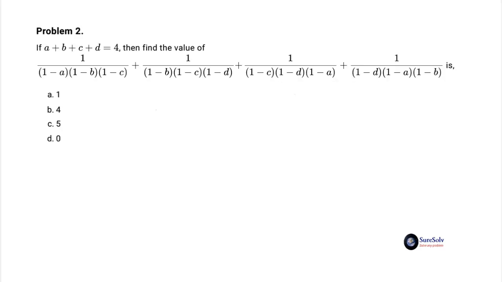Question 2 is, if a plus b plus c plus d equal to 4, then find the value of 1 by 1 minus a times 1 minus b times 1 minus c, plus 1 by 1 minus b times 1 minus c times 1 minus d, plus 1 by 1 minus c times 1 minus d times 1 minus a, plus 1 by 1 minus d times 1 minus a times 1 minus b. Option A 1, option B 4, option C 5 and option D 0.